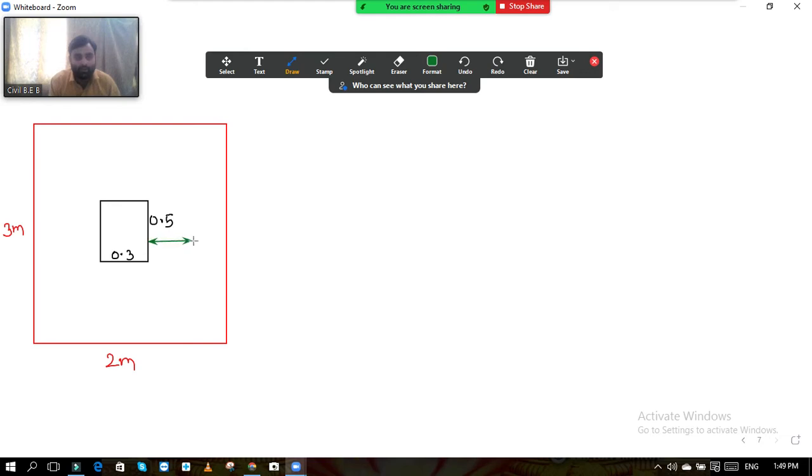So this is the distance d. I am showing it on the right-hand side. You can take either the right-hand side or the left-hand side, but show it only in one direction, either left or right. So here, if I draw the line, this is the line of my critical section. So this is the critical section.